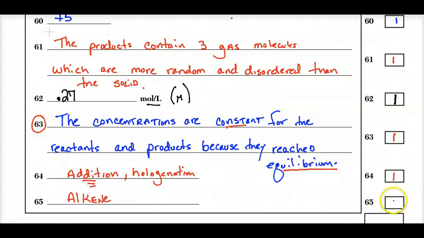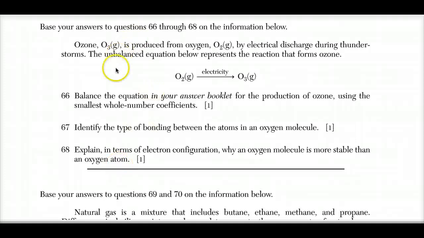Right from table Q, and there's our point. Okay, number 66. We got a little blurb here. Ozone is produced from oxygen by electrical discharge during thunderstorms. The unbalanced equation is below, so oxygen with electricity makes O3.